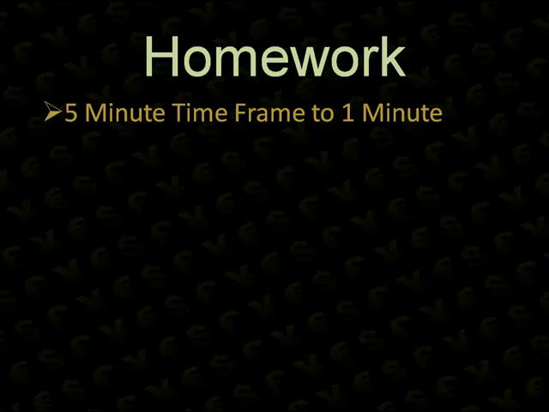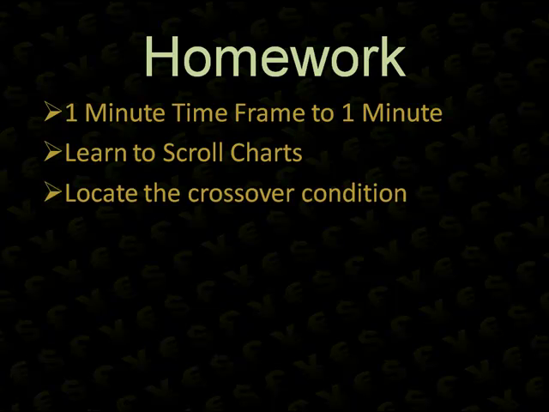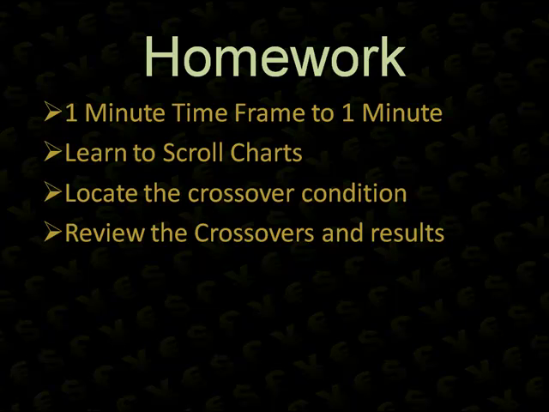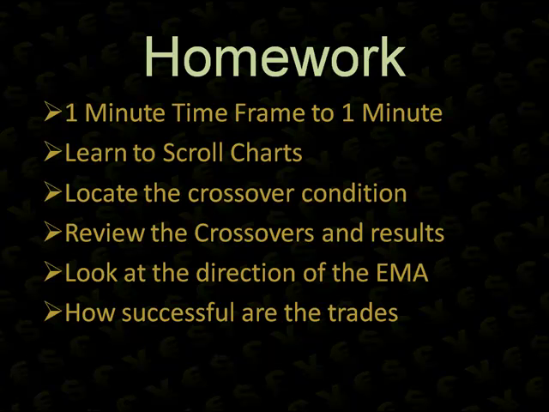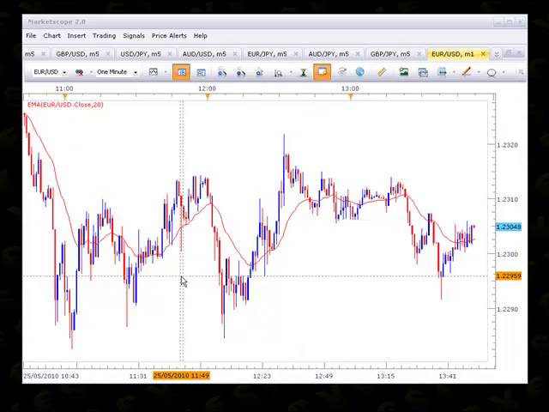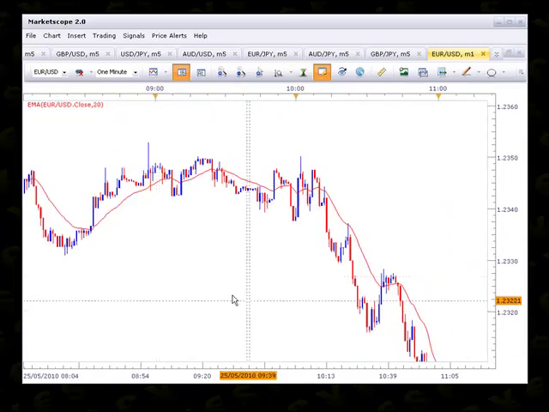Completing the homework portion of this module. Part 1 of your homework is to change your chart time period from 5 minutes to 1 minute using the drop down box at the top left of the chart. Then scroll the chart back. You can do this by holding the left mouse button down and moving the mouse to the right, and you can locate a number of times where prices crossed above the EMA on the chart. Now look at which direction the EMA is pointing at the time of the crossover and how successful the trade would have been as a result.